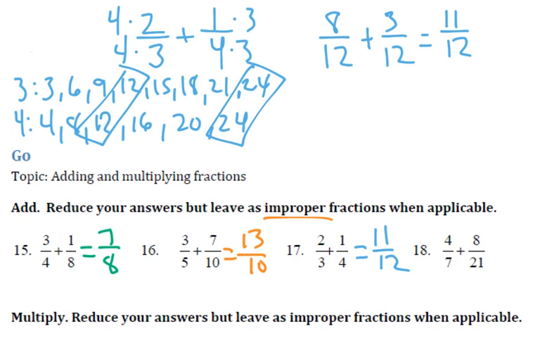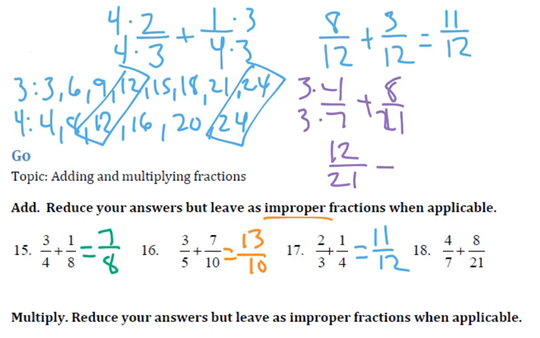Okay, 18. Kind of the same idea. To get 7 to be 21, we multiply by 3. So I have 12 twenty-firsts plus 8 twenty-firsts, which equals 20 twenty-firsts. And there we go.